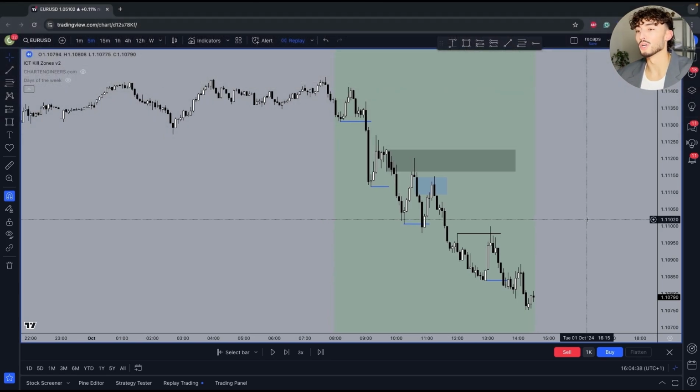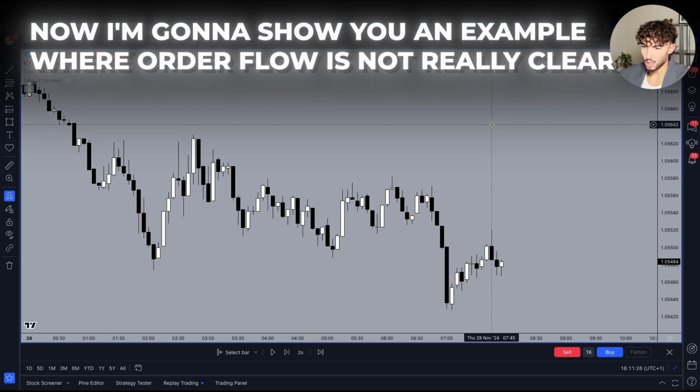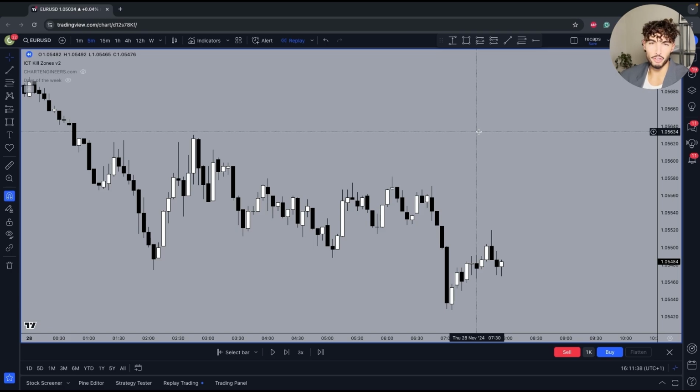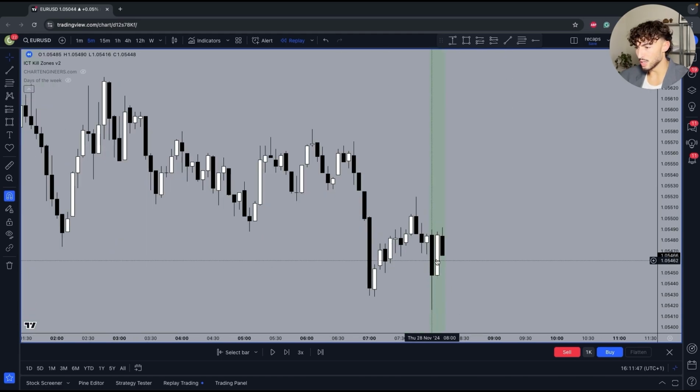I'm now going to show you an example of when there is no order flow and how it will mess up your trading basically. So yeah, let me go over that real quick. Alright, so now I'm going to show you an example of where order flow is not really clear. That's exactly where you can anticipate choppy market conditions and avoid trading at all, or adjust your trading strategy or system accordingly.